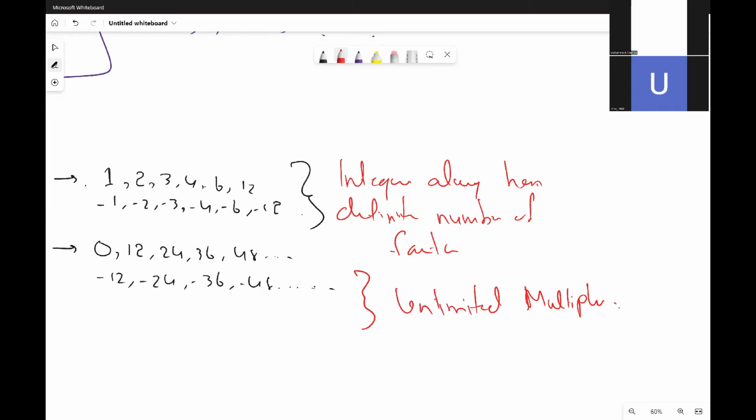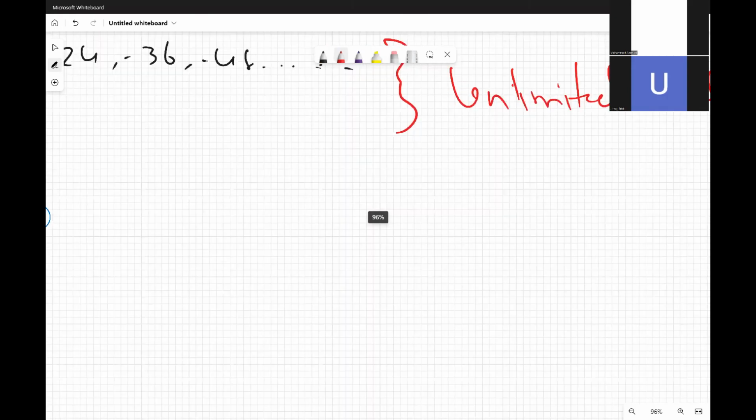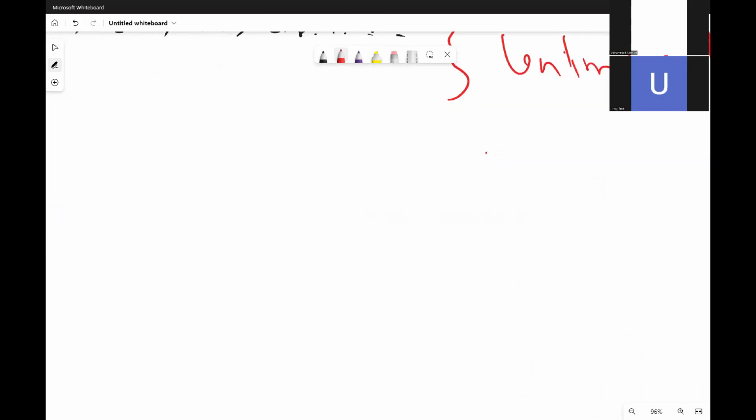I hope you guys also are familiar with factor trees, because you should be able to make factor trees to understand the concept of factors. So let's make some factor trees here.